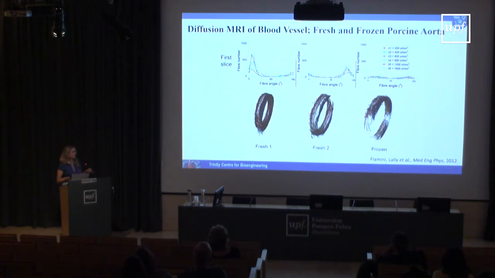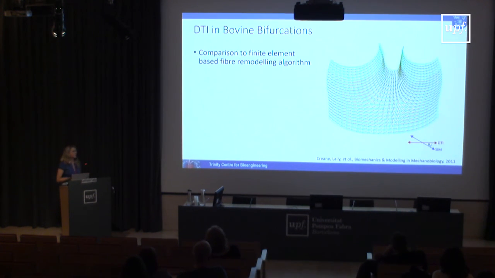We then progressed to show that if you froze the tissue, for example, which bursts cells and disrupts the structure, you could see it with diffusion tensor imaging, and we confirmed you could. We have since also looked at a bifurcation, using our remodelling algorithm that predicts the fibre pattern. The blue is our simulated remodelling algorithm predicting where the fibres should be to optimally bear the load, and the red is our measured, in an intact bovine bifurcation.